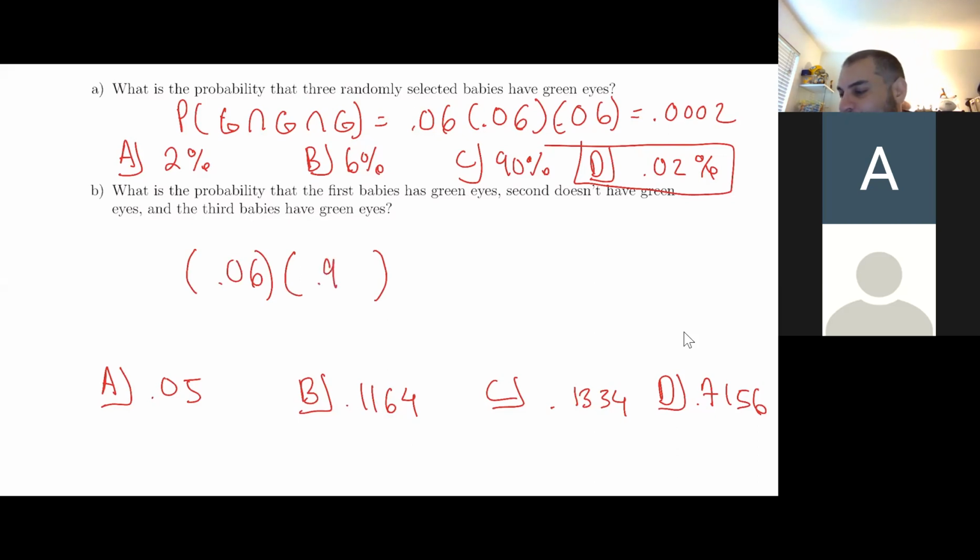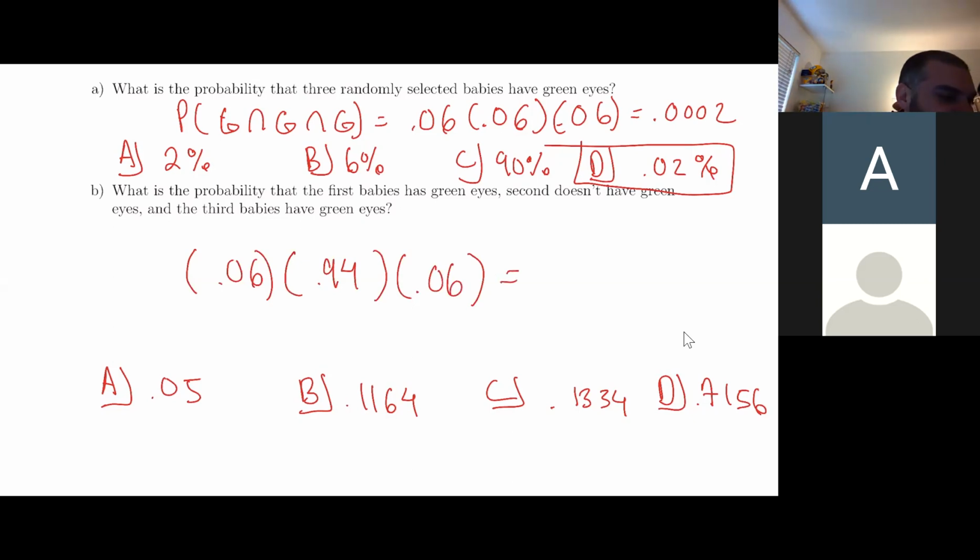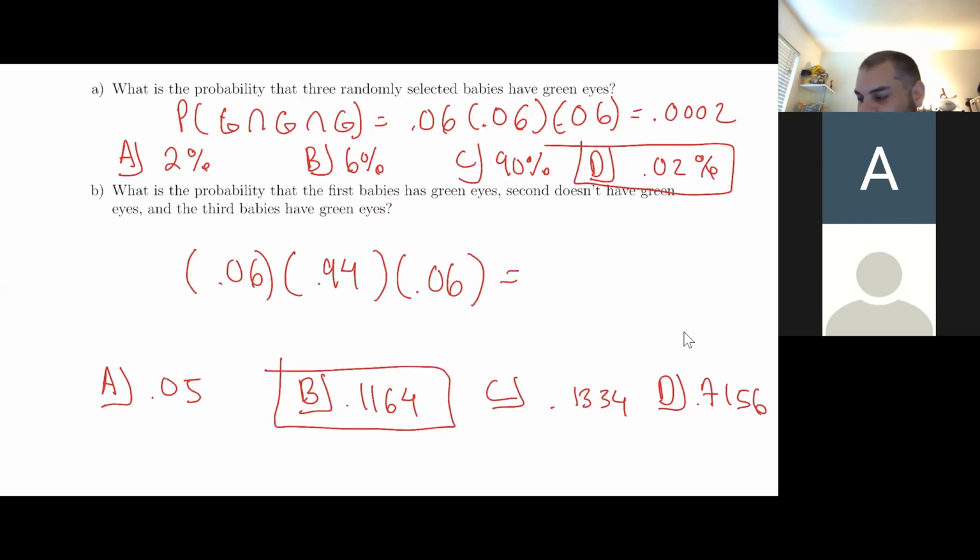0.94. Yeah, 0.94. And lastly, we want the third baby to have green eyes. So if the third baby has green eyes, what percentage of babies have green eyes? 0.06. Yeah. So we're gonna do 0.06 times 0.94 times 0.06. So anybody who said B, they were correct. So B was the correct answer for this one. And that's it for that last problem. Any question for that last problem?